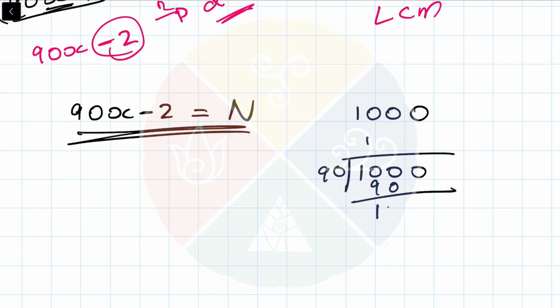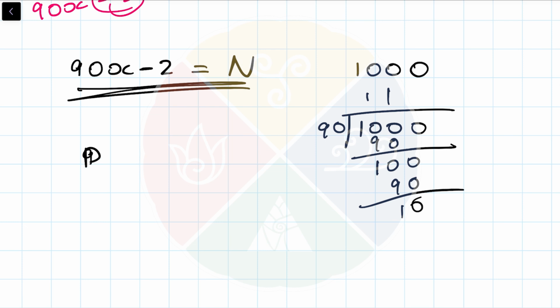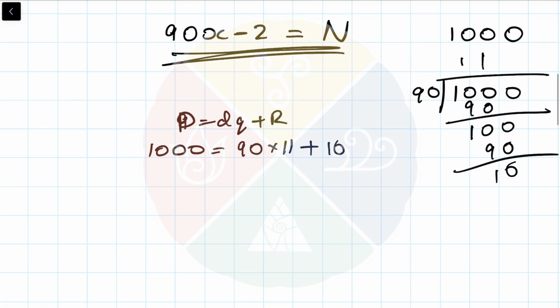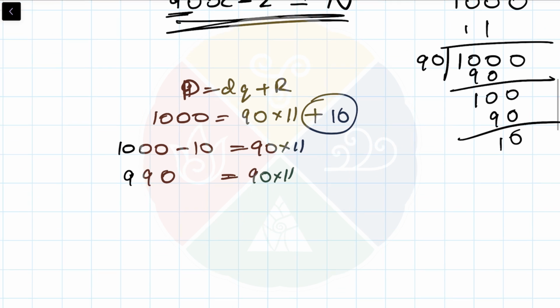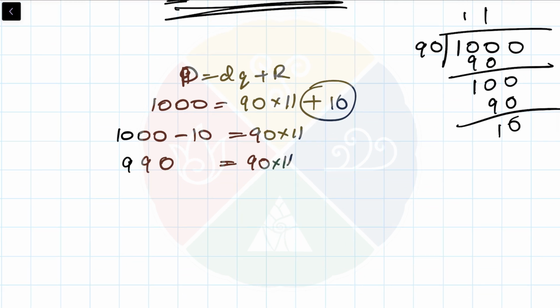1 time 90, balance is 10. We know that dividend is equal to divisor into quotient plus remainder. I am taking 1000 and dividing by 90. I got quotient 11 and remainder 10. So 1000 minus 10, taking the 10 to the other side, gives 90 into 11, or 990. 990 is a number which is divisible by 90. But I want a 4-digit number, and 990 is the 11th multiple of 90.